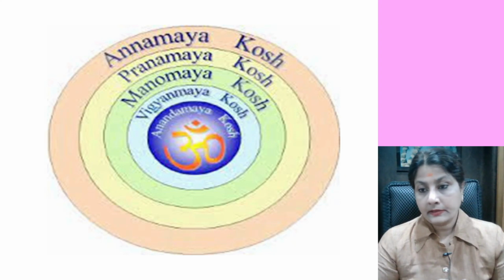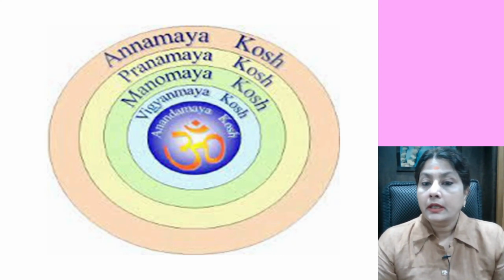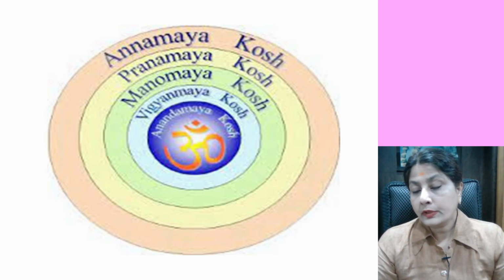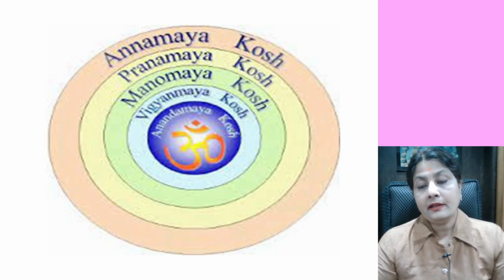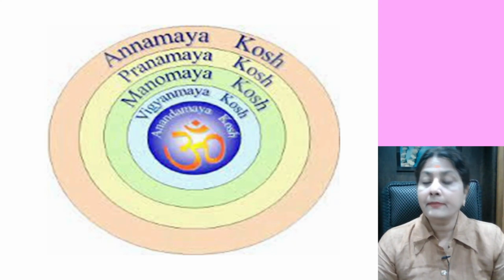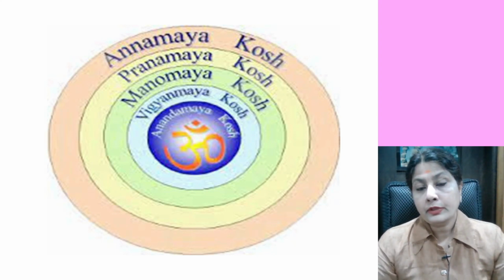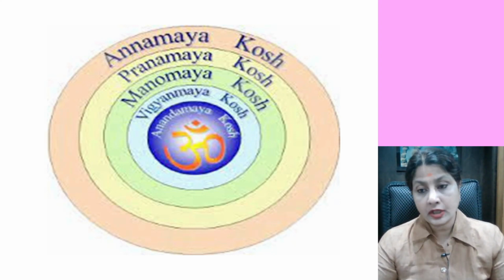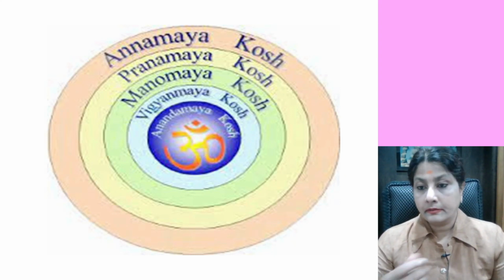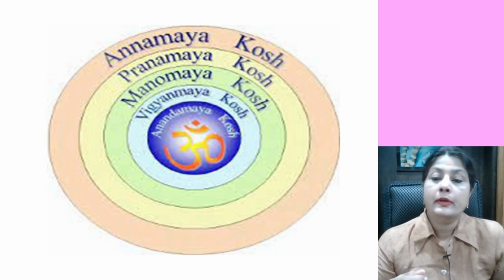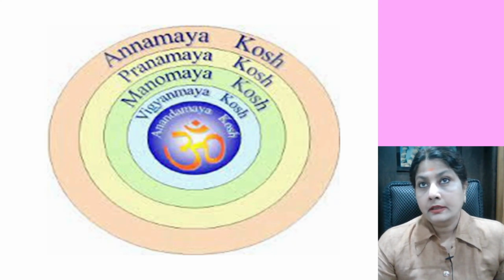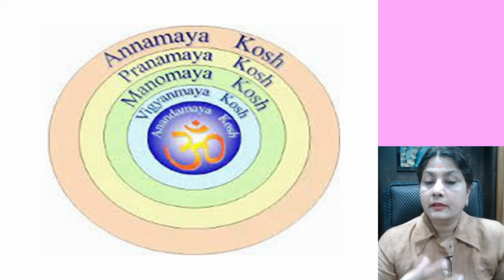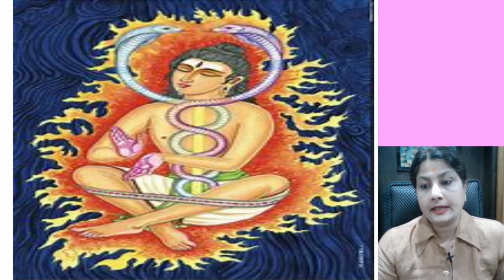We need to understand the subtle structure of our body first. In the picture here, you can see the outermost layer called the Annamaya Kosha. Annamaya is that which sustains on food. So here we are referring to the physical body. Next comes Pranamaya Kosha, the sheath in which you have the prana moving, the chi which you experience moving through different channels in your body.